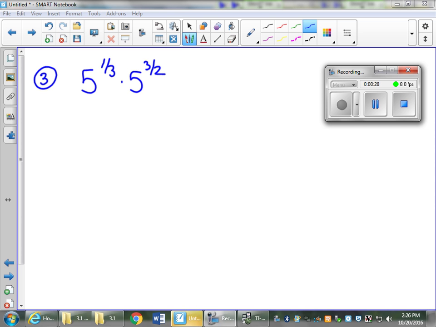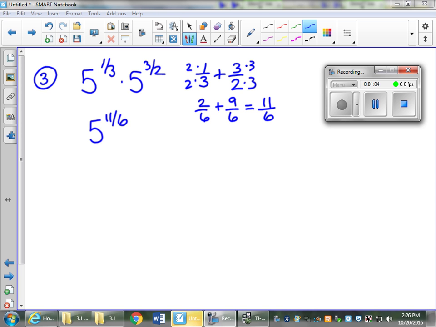5 is already as low a base as it can get. You can't rewrite 5 as a lower base. What I would want you guys to notice on this example is that the bases are the same. So we can use the properties of exponents. When we multiply same bases, we are supposed to add the exponents together. So off to the side, you can do that work and get common denominators. So this will become 2/6 plus 9/6, which is 11/6. So if we multiply these two together, we will get 5 to the 11/6. That's it on that one.